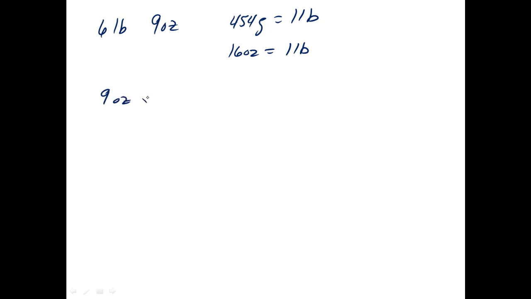All right. 6 pounds, 9 ounces. And I know that there's 454 grams equals 1 pound. That's the one I have memorized. I also know that there's 16 ounces equals 1 pound. So the first thing I want to do is convert the 9 ounces into pounds. 9 ounces times, I want the ounces to go away. I want to be left with pounds. I divide both sides of my equality by 16 ounces. And so I have 1 pound over 16 ounces.